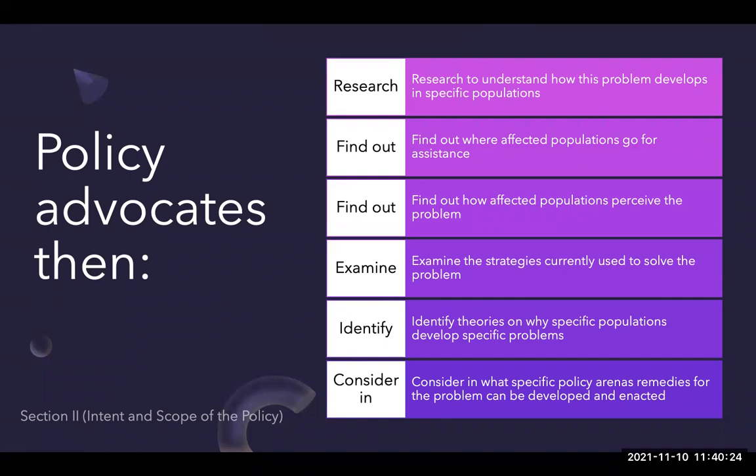In this section, in order to better understand the problem or issue that you're studying, you're going to have to research how this problem develops in specific populations, where these affected populations go for assistance, and how affected populations perceive the problem. You also will need to examine the different strategies that are currently being used to solve the problem.